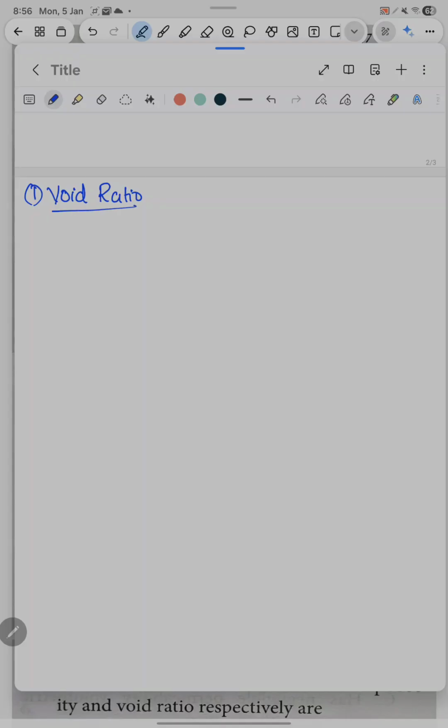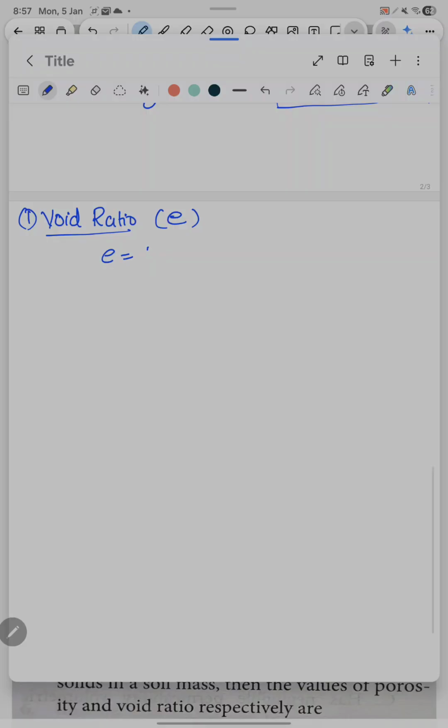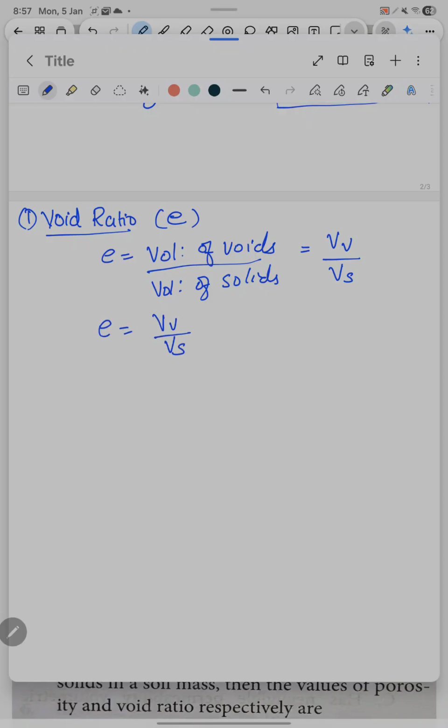Void ratio is denoted by small e, and we have the equation: void ratio is equal to volume of voids by volume of solids. We can write volume of voids as VV and volume of solids as VS. So void ratio e is equal to VV by VS, where VS is volume of solids. This is the relation between volume of voids and volume of solids for void ratio.